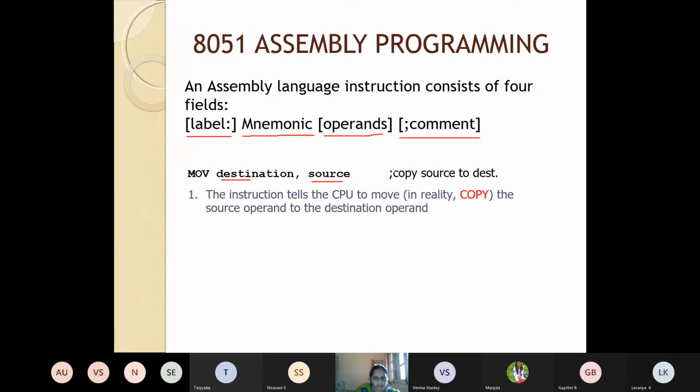We have a semicolon. Whatever follows the semicolon is taken as a comment statement, just to indicate the purpose of the code. The comment lines are used to make the program readable. The purpose of this code is that it copies the source to the destination, and that is indicated with the comment statement.